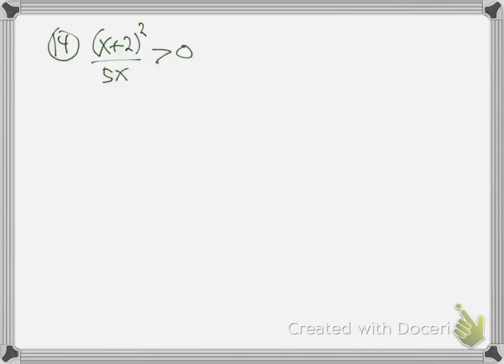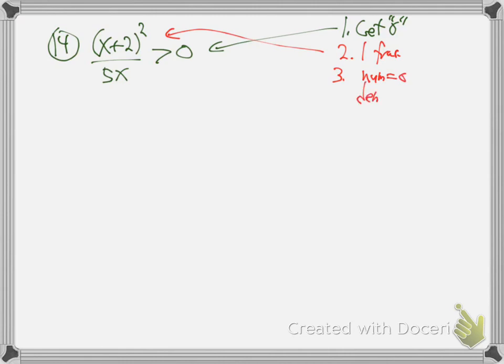Okay, so let's go through the steps. Step 1, get a 0. Already got it. Step 2, 1 fraction. Already got it. Step 3, numerator equals 0, denominator equals 0, solve. So I'll grab the numerator equals 0, and the denominator equal to 0, and we're going to solve. So let's solve.